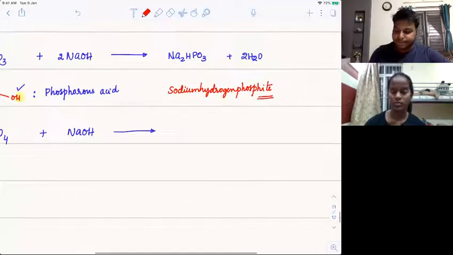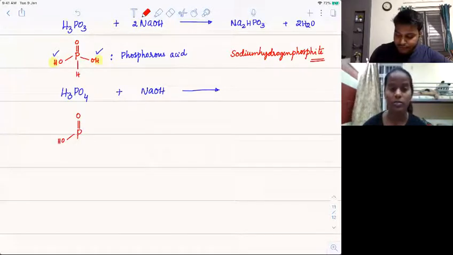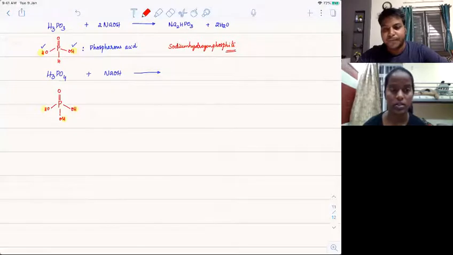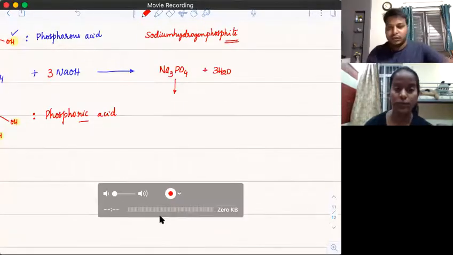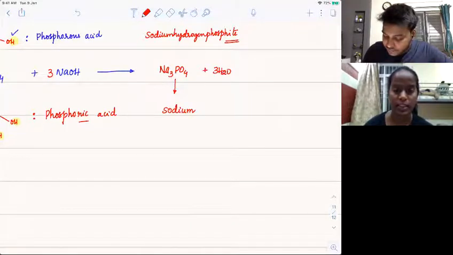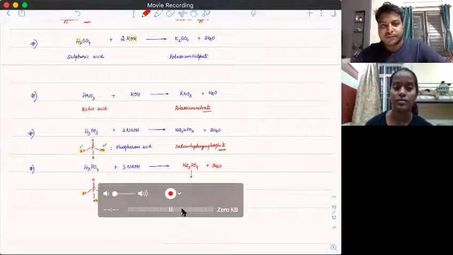Okay. Next one. H3PO4. I will help you with the structure. You have to do the rest. This one is the structure. So it means I have to replace all 3 hydrogens. Think about what should be the salt, what should be the name. Phosphate. Very good. It is sodium phosphate. I hope you understood that.